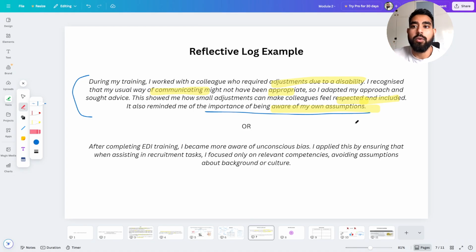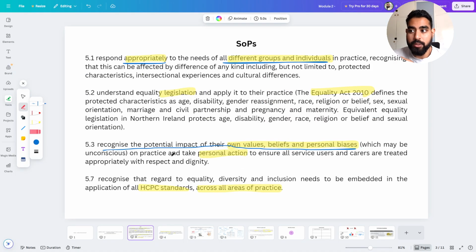So what this sentence does is it shows that you're self-aware, you know, that other people are different and not everyone's going to be able to do the same things you can do. So that hits the 5.3 point. So that hits the SOP 5.3 really well.